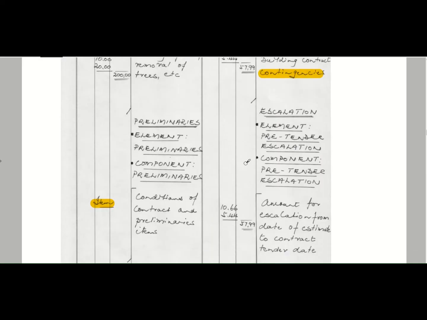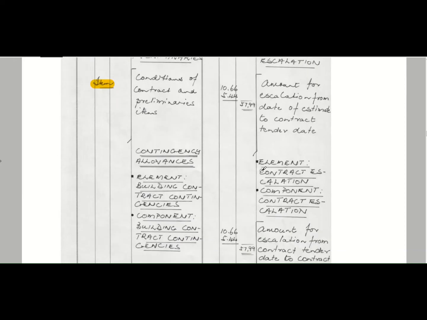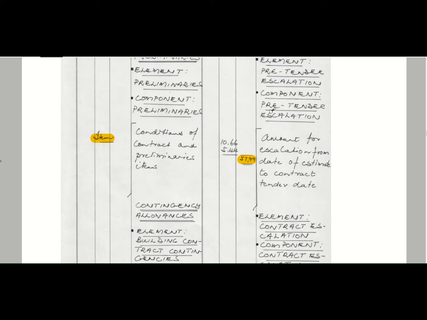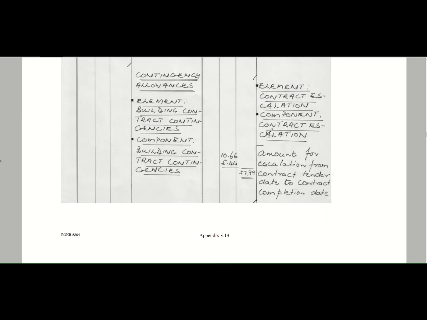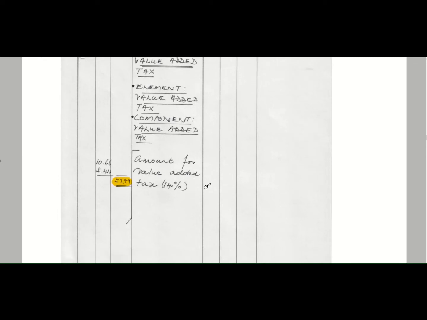Okay, so more or less that's how the measurement works. You will see another thing is your pre-tender escalation. For our purposes, it's not going to be necessary to look at pre-tender escalation. Elemental contract calculations. Okay, all just square meter, and then you will see the VAT component just added to that.